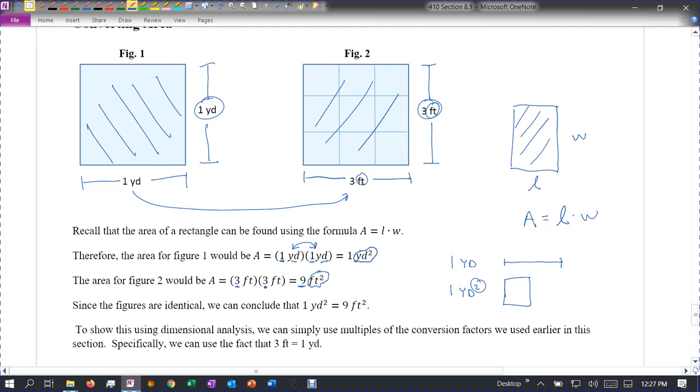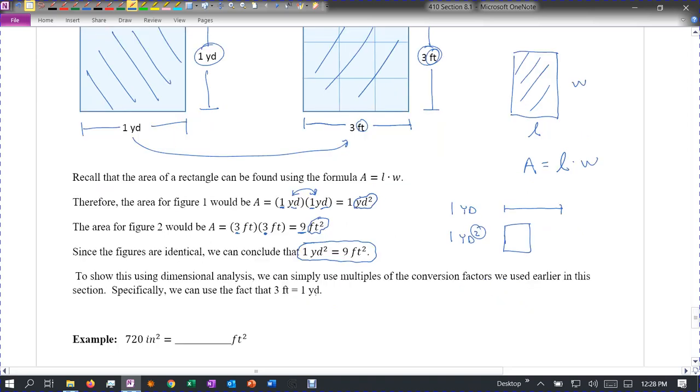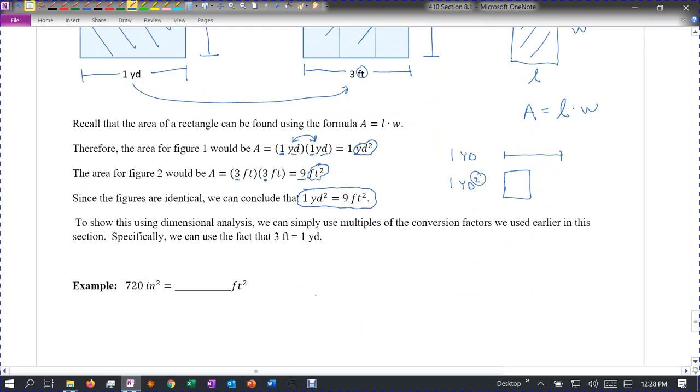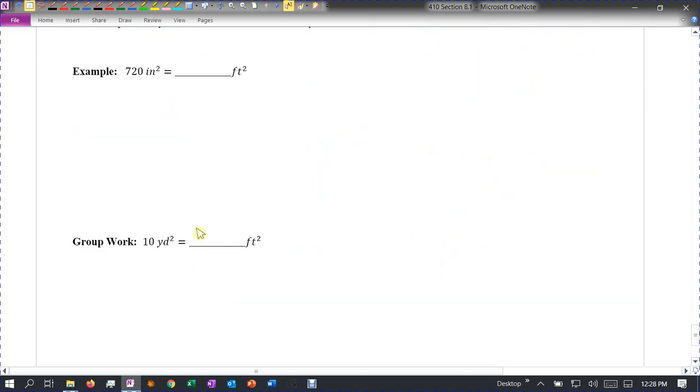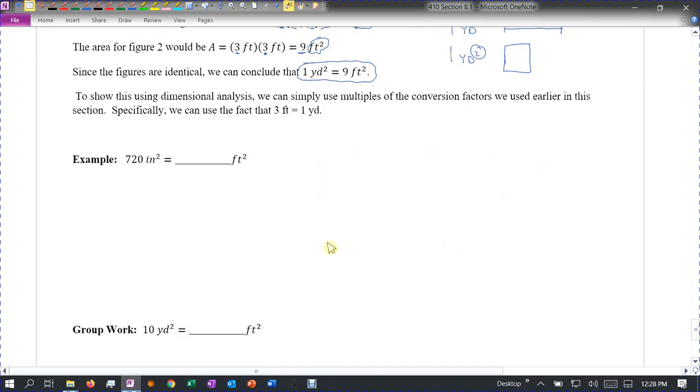So what we can say is that 1 square yard is equal to 9 square feet. So let's see how we could do that same example. I'm going to do the same example without any pictures, and then we'll do these examples here. So what if I wanted you to convert 1 square yard into square feet? And we know the answer is 9, but how would we do that?